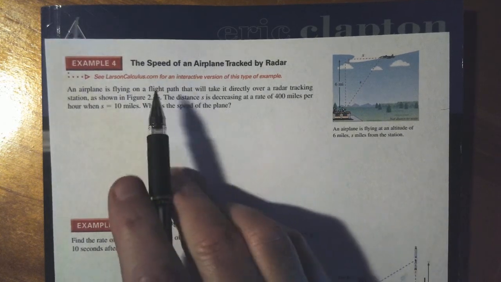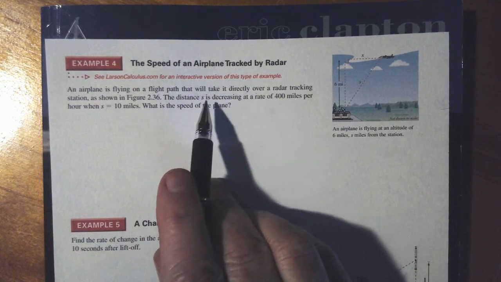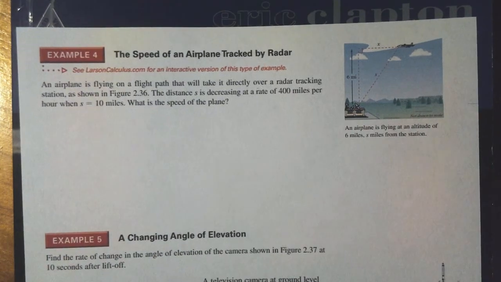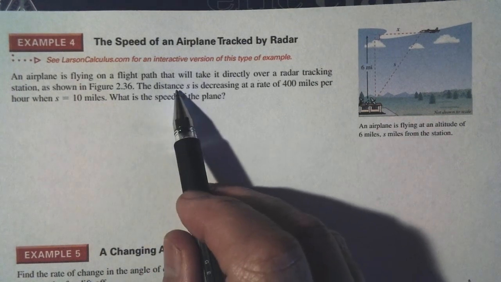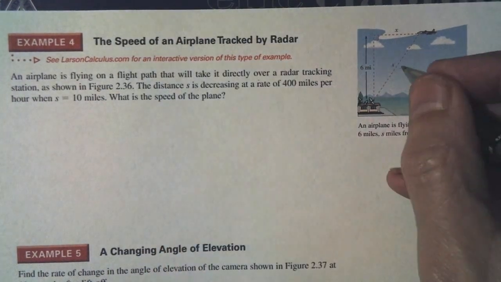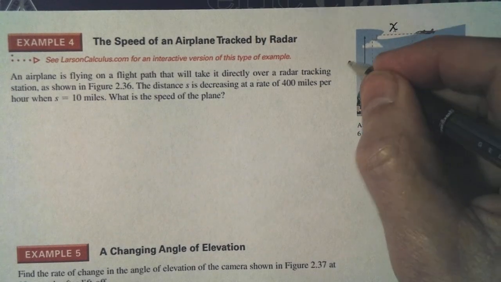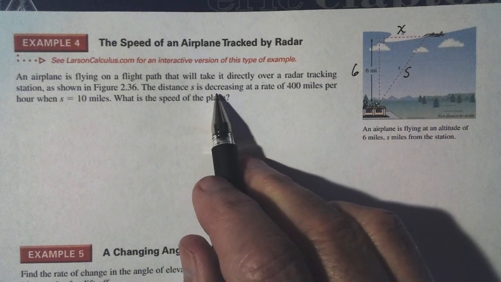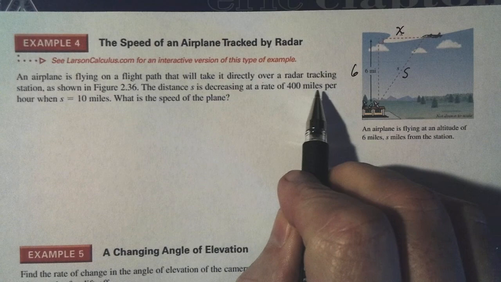An airplane is flying on a flight path that will take it directly over a radar tracking station. Let's zoom in just a little bit here. Or a tracking station, as shown in our figure over here. The distance S, which is right here, this is an X up here. I think you can see that's 6 miles there. The distance S is decreasing at a rate of 400 miles per hour.